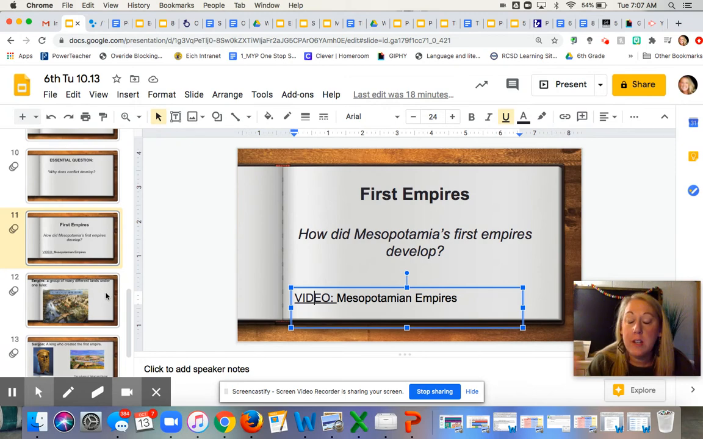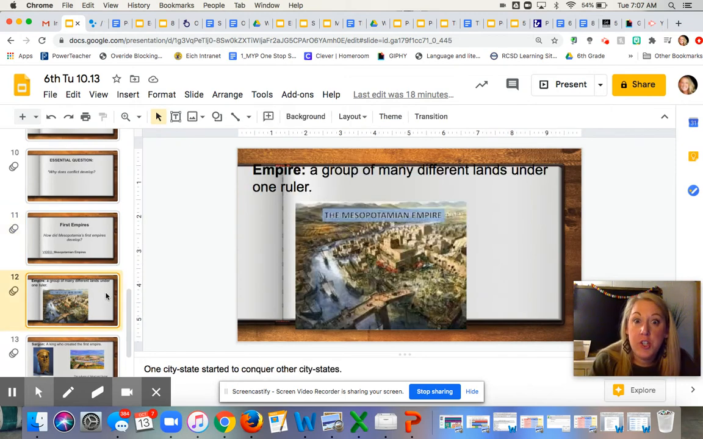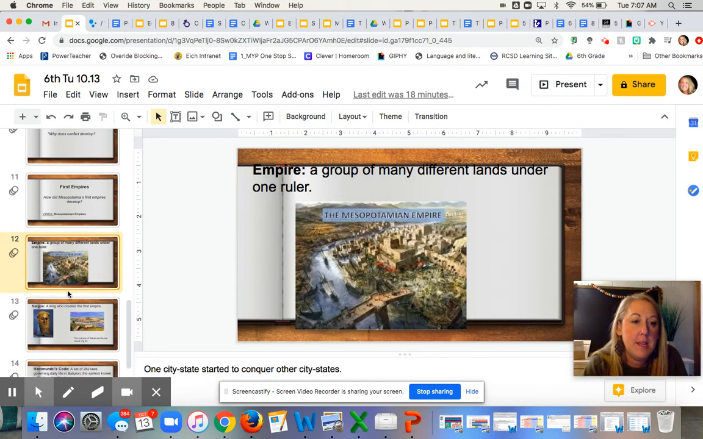You can, of course, look in your book and search for more information because there's a lot out there. So an empire, like the video said, is a group of many different lands under one ruler. So it's like, I rule all of this land. Okay, so this is a picture of the Mesopotamian Empire.